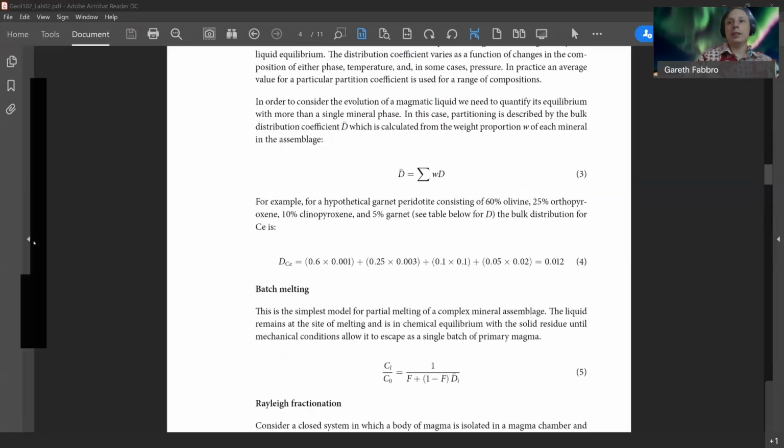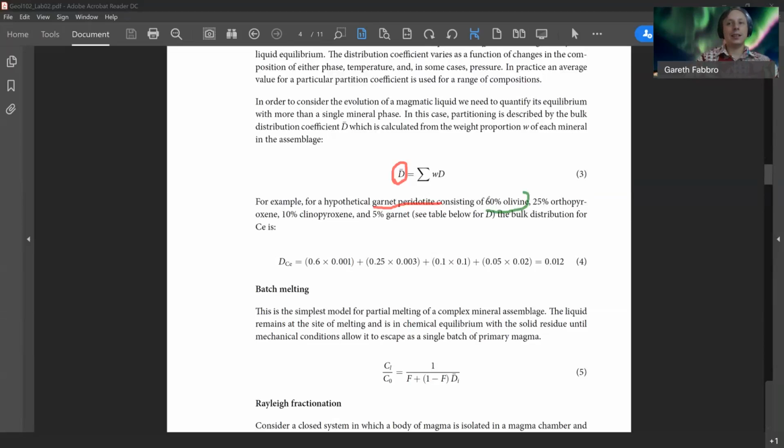So here, notice that there's a bar on top of this D. This is the bulk partition coefficient, or the average. So if you have a rock that has multiple minerals in it, here we have an example of a garnet peridotite. So it has olivine, 60% olivine. It's mostly olivine.